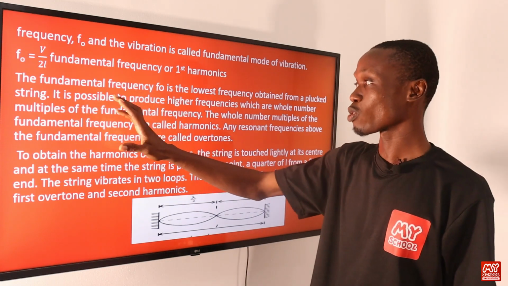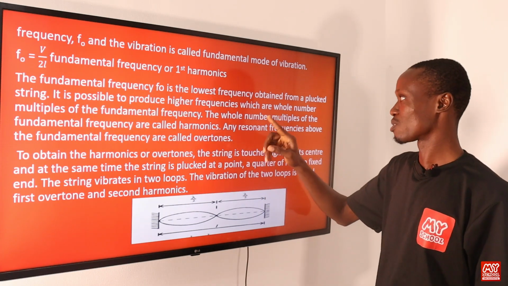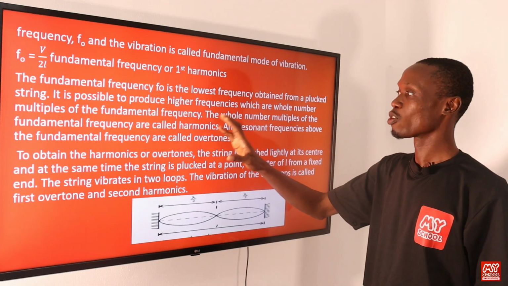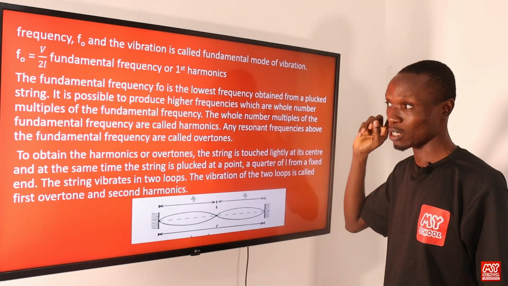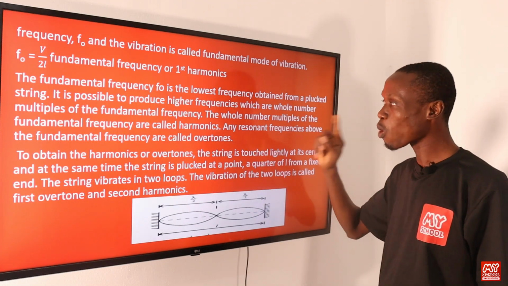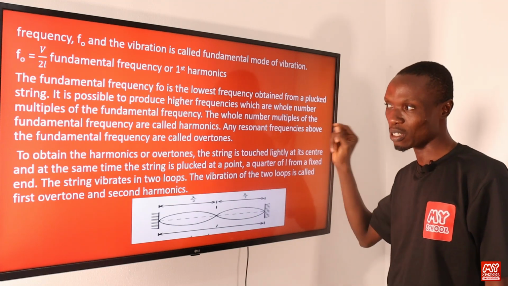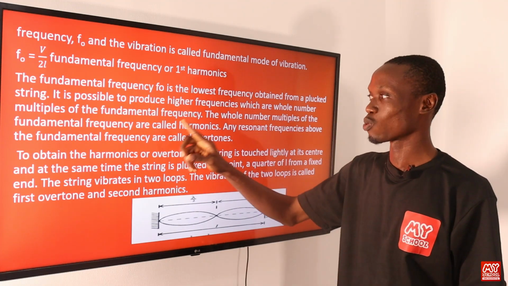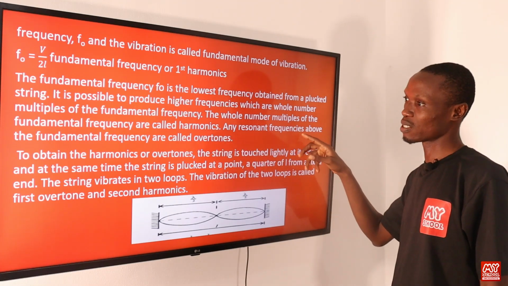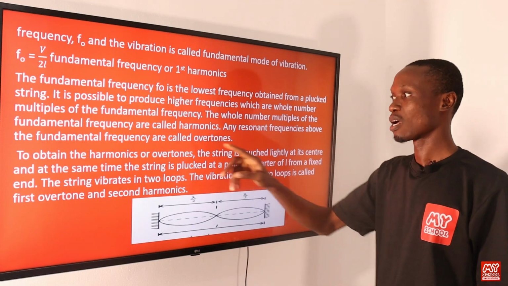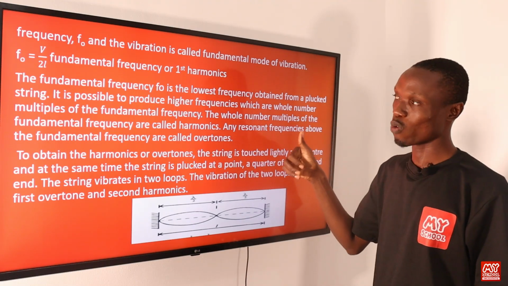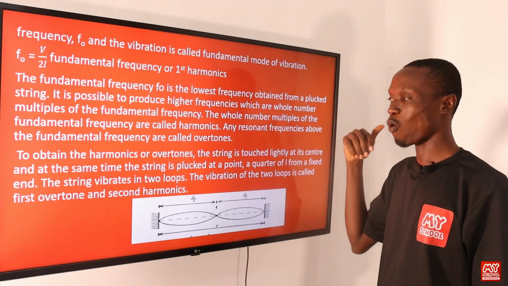Now it is also possible to produce higher frequencies, which are whole number multiples of the fundamental frequency. The whole number multiples of the fundamental frequency are called harmonics. Any resonant frequencies above the fundamental frequency are called overtones. So take note of these three terms: fundamental frequency, harmonics, and overtone.